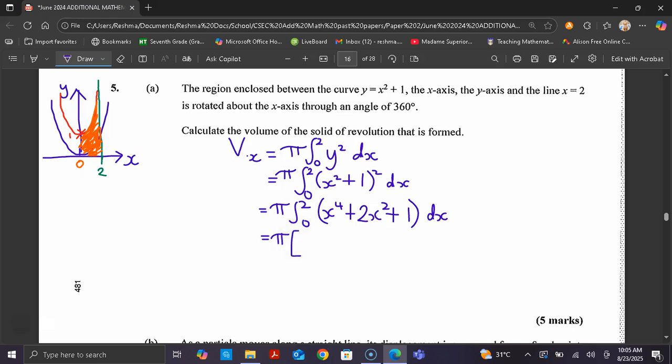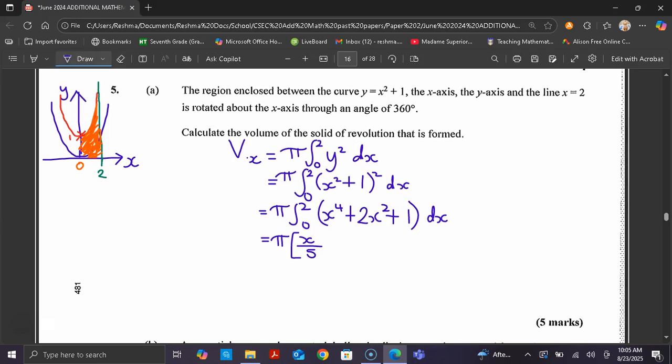So when you integrate your expression, of course, you put it in square brackets. So the integral of x to the power 4 is x to the power 5 over 5. Excuse my handwriting. Let me just write over that index. The integral of 2x squared will be 2x cubed over 3. And the integral of 1 is x. And then we have our limits, 2 and 0. So let's evaluate this integral.